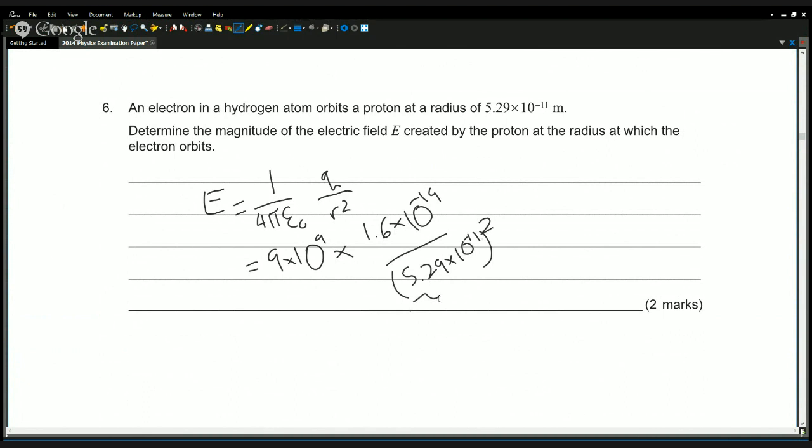Okay, so let's work out that. 9.99 times 1.6e-19 divided by (5.29e-11) squared. 5.15 times 10 to the 11. Okay, that's newtons per coulomb. All right, there we go.